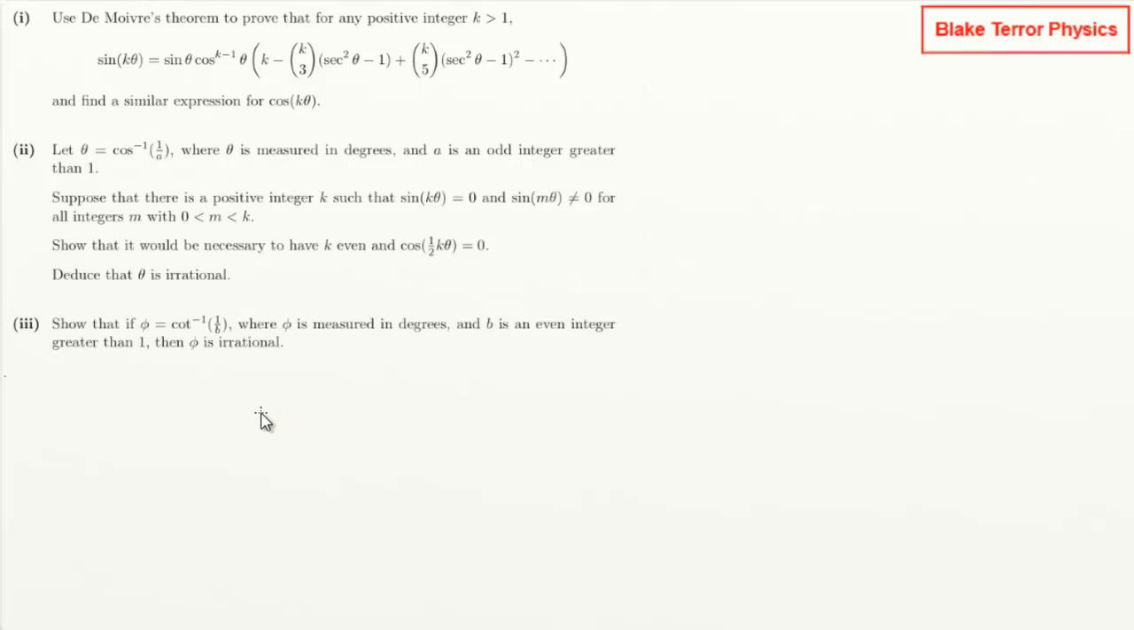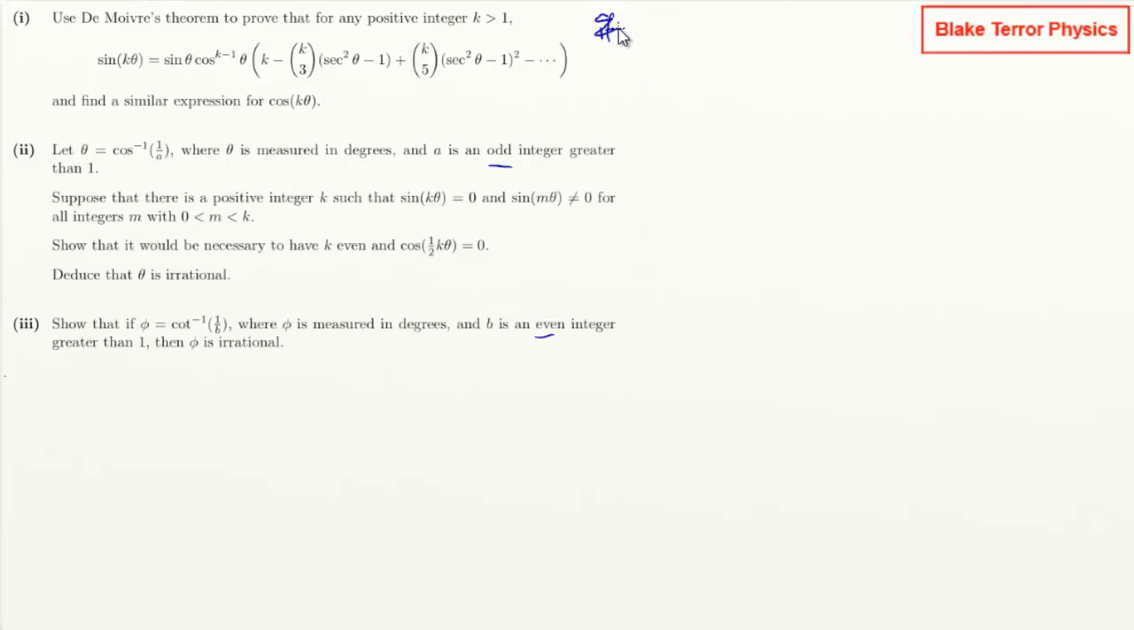Show that if phi is cot inverse of 1 over b, where b is an even integer greater than 1, then phi is irrational. Before, b was an even integer and a was an odd integer, so we flipped over. It has a lot of similarities with what we've just done, so it feels as though we've got similar techniques that we can use with all of this.